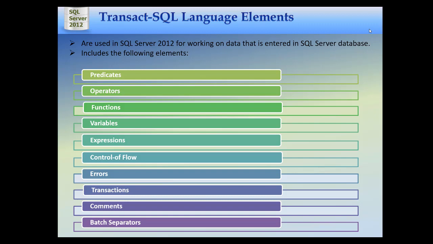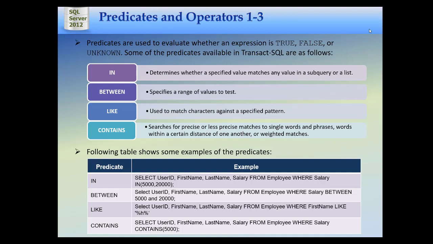So we start with predicates and operators. Predicates are used to evaluate whether an expression is true or false, or basically unknown at times. Some of the predicates in T-SQL are given below. So we have IN. Basically, we want to find out whether something matches in a subquery or from a given list. Okay, we'll see an example.